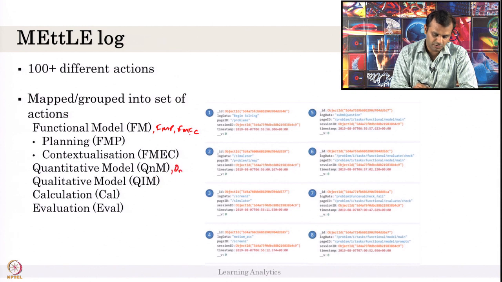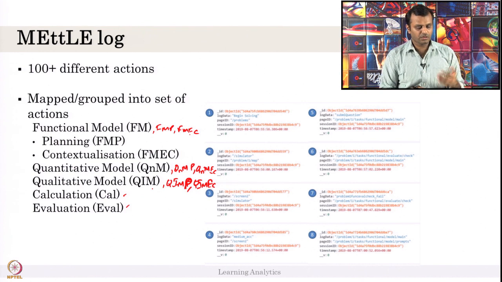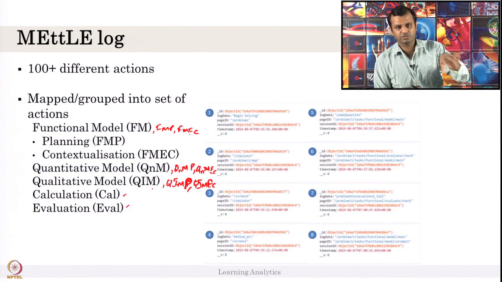Similarly, QMP, QMEC, then the qualitative model's planning and contextualization, the 3, 9, and CAL and EVAL. So, CAL and EVAL, that makes 9, 10, 11 values. We grouped all these actions into 11 different sets of actions.